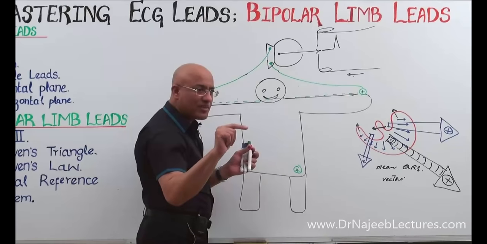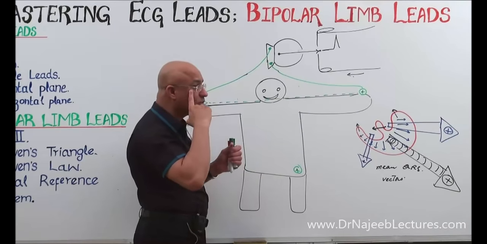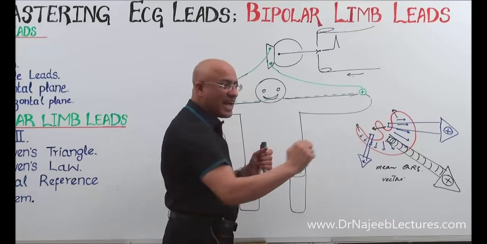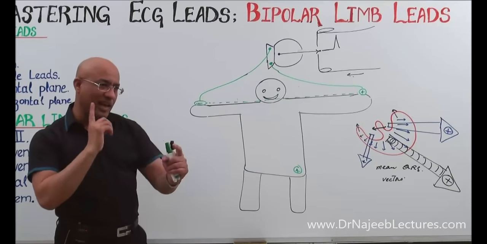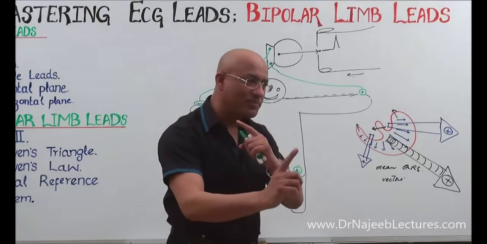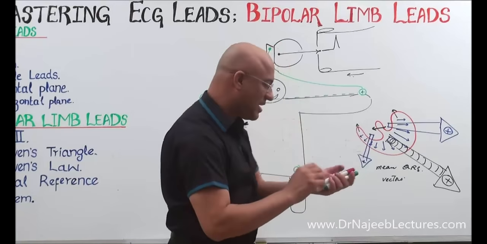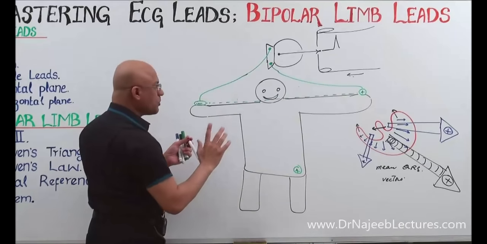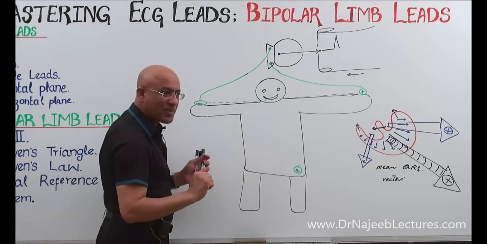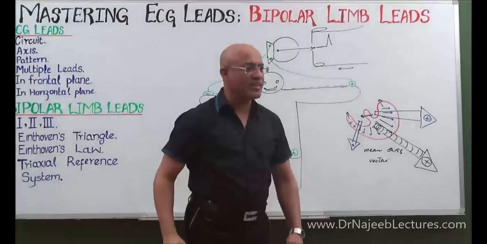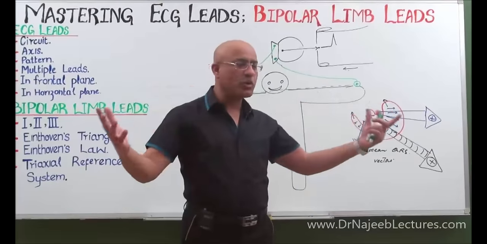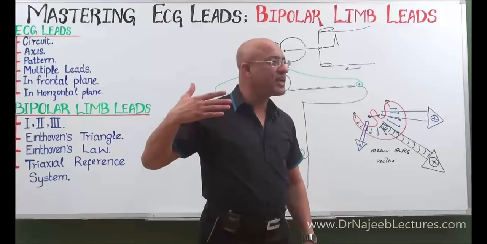The axis of the lead is basically the line of vision of the boy's eye, and the axis of the electrical activity of the heart is the line of movement of the girl. Right? Now we put three boys there. If three boys are at three different positions, will they see the same girl? They are looking at the same girl, but they will see the girl from different angles.